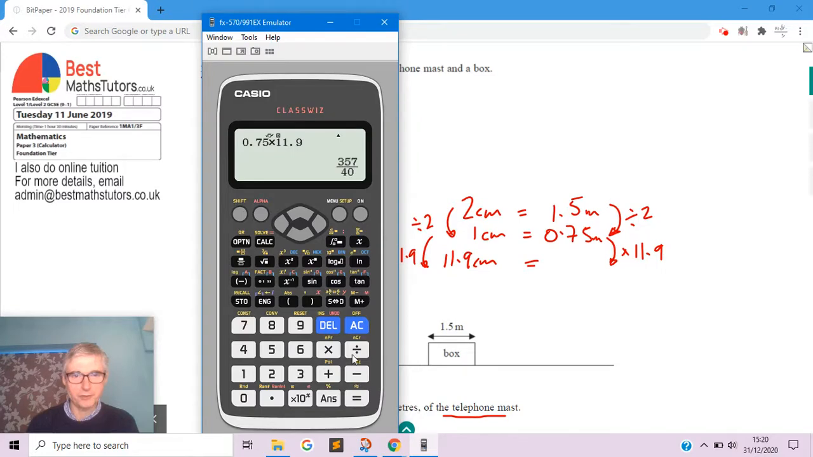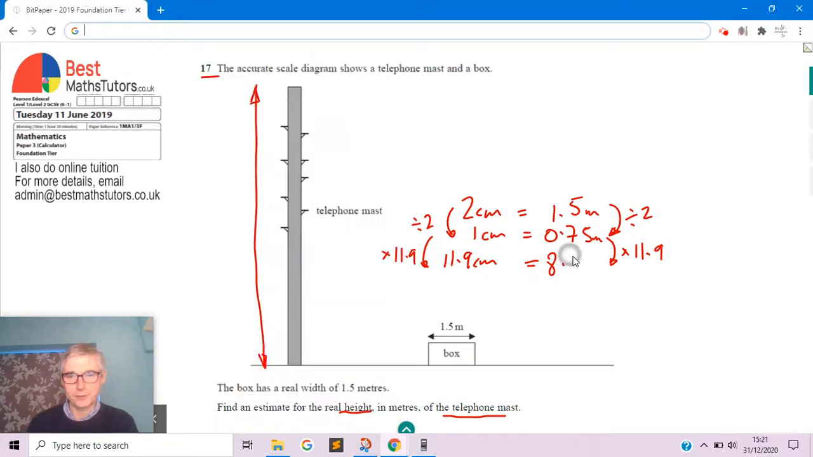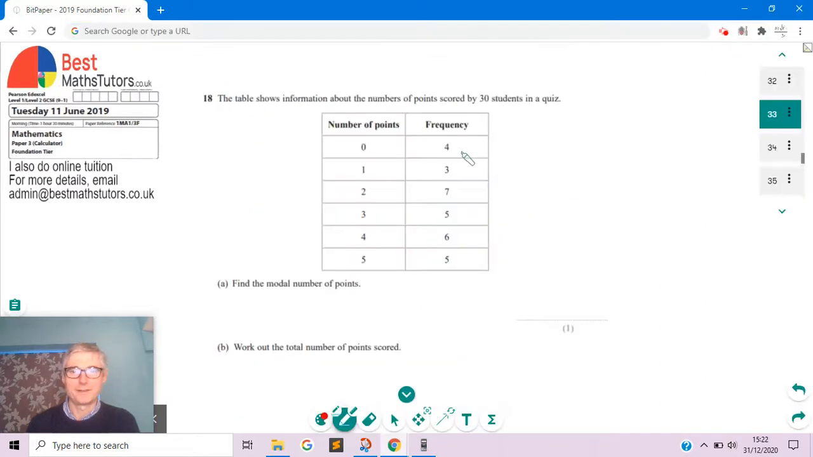So if I do that, again it's given me a fraction, which we don't want. We want it as a decimal. So I just press the SD button there, and I get 8.925 meters. So that's our estimate for the real height of the telephone mast.